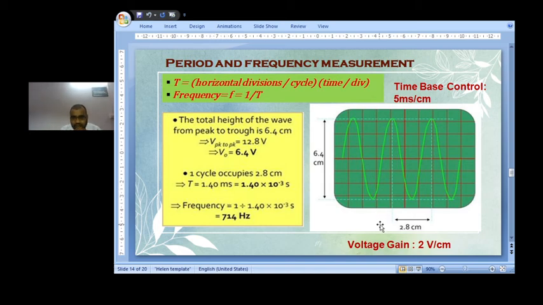Here we have 5 millisecond per centimeter, and here it is 2.8 centimeters. So 2.8 times this, and we get 1.40 × 10⁻³ seconds, so basically 1.40 millisecond. When we put this value and divide, we get the frequency of this signal, which is basically 714 Hz.